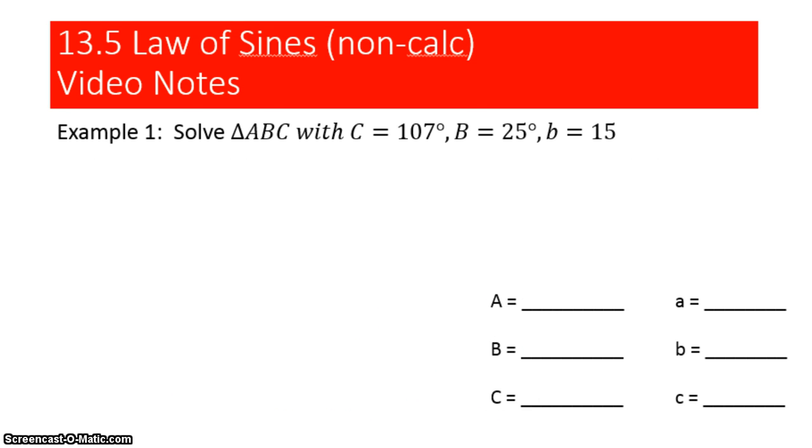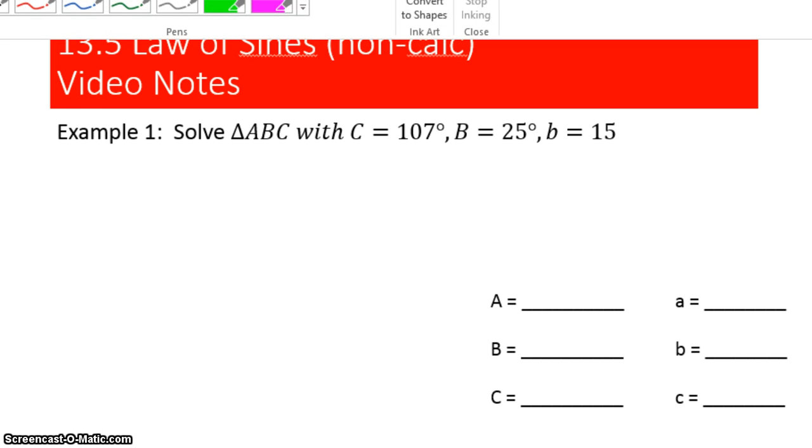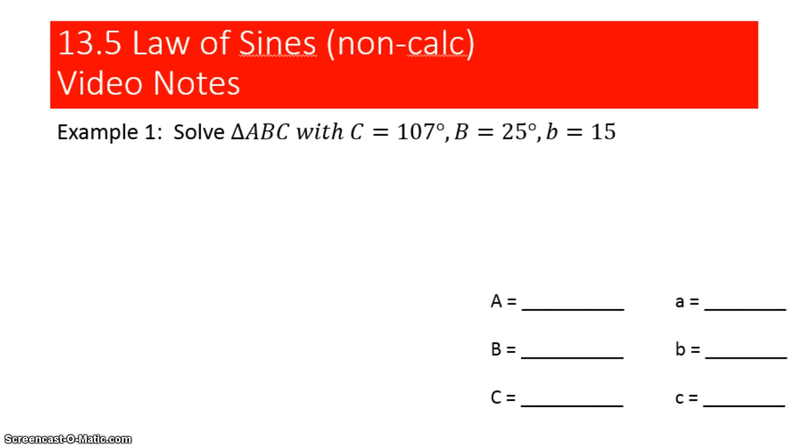Okay, so let's look at an example here. Solve triangle ABC with these measurements. So of course the first thing we're going to do is draw the triangle. So we have 107 degrees. That's going to be a more than 90 angle. So we're going to draw that and label it C so that things are somewhat drawn to scale. So this is 107 degrees.